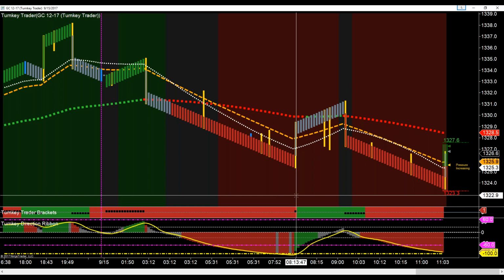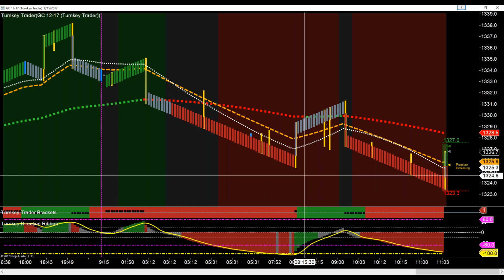Davin asks, exit all contracts at 20 ticks? No, we're going to take 2 contracts off at 6 tick profit target, and then adjust the stop on our runner to break even, or our third contract.